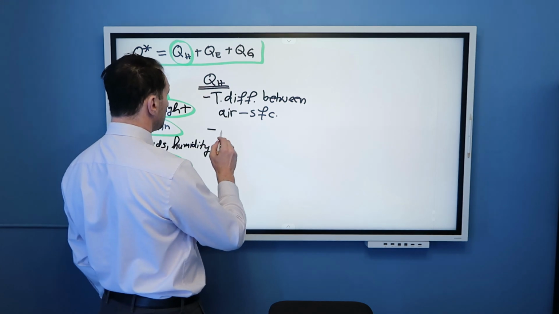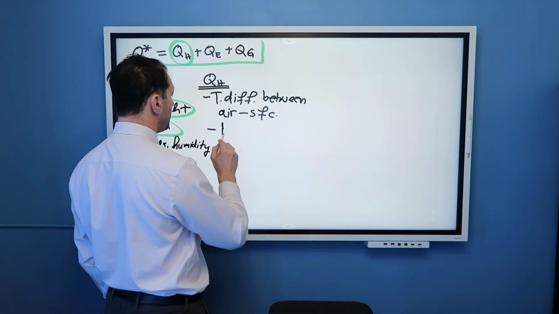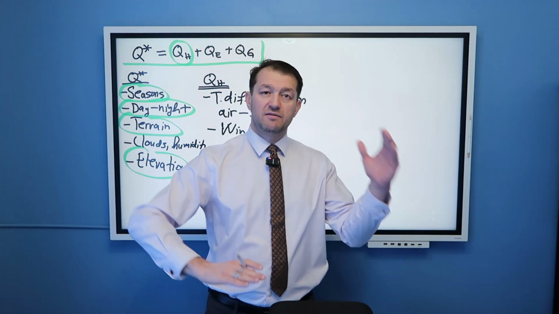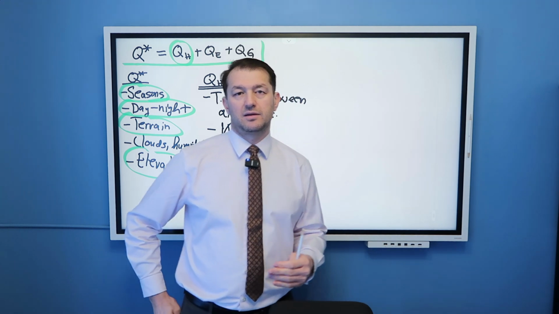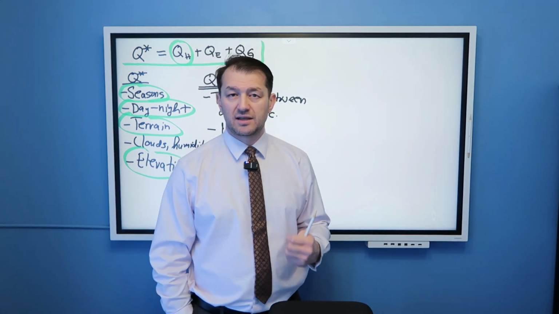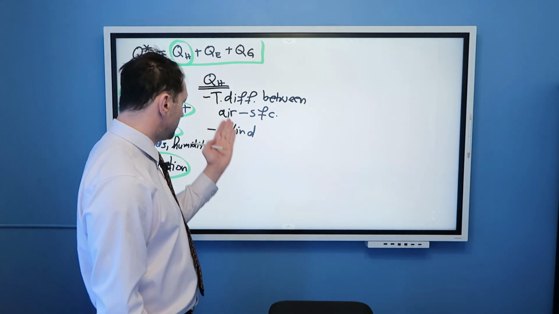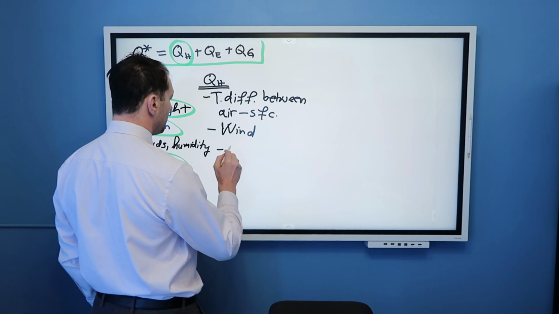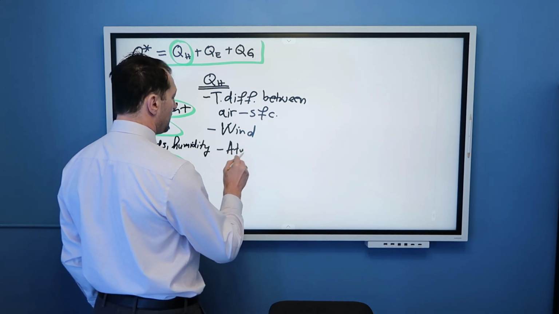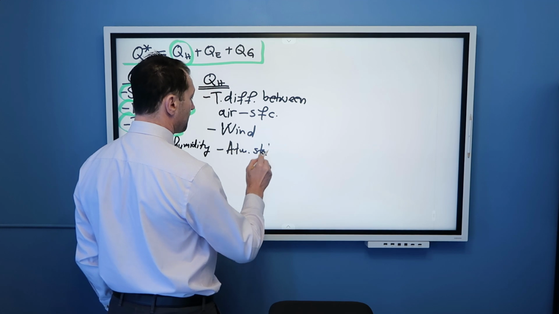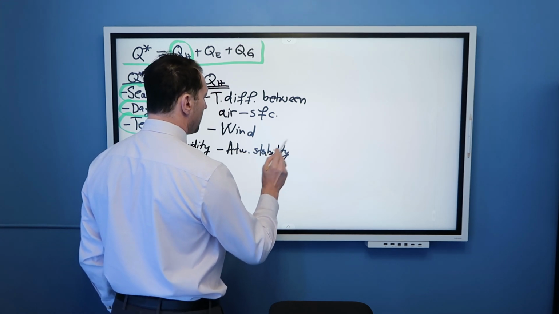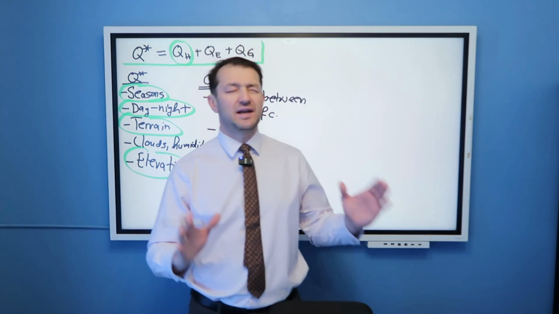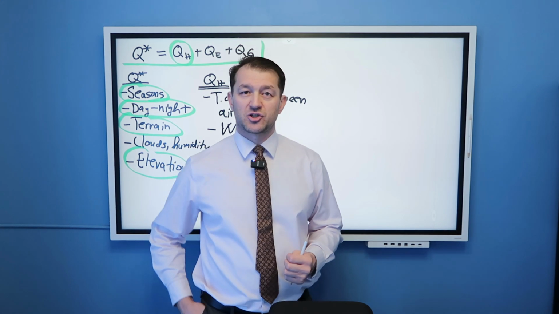Then sensible heat flux will also be affected by wind. If we have windy weather, then there will be a lot of mixing between different elevations in the atmosphere, and that significantly redistributes this sensible heat flux and therefore affects temperature. And lastly is atmospheric stability, which is an extremely important concept in atmospheric sciences, which I will discuss in great detail in next chapters.